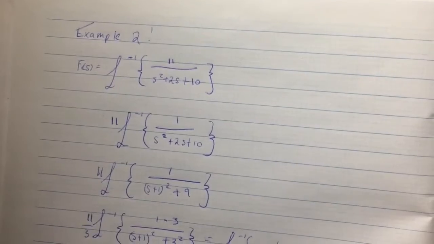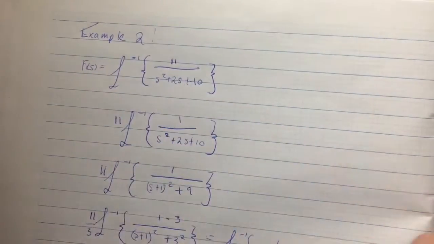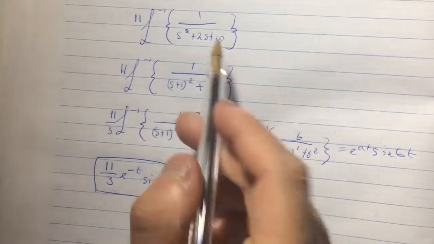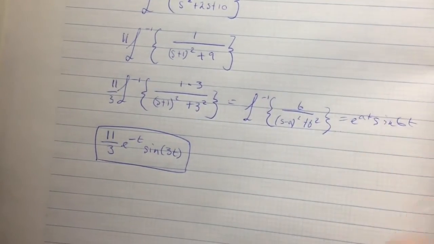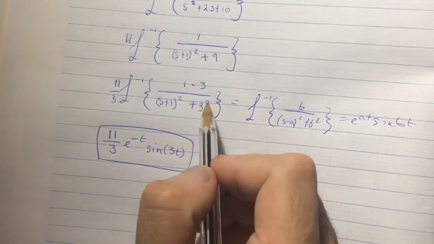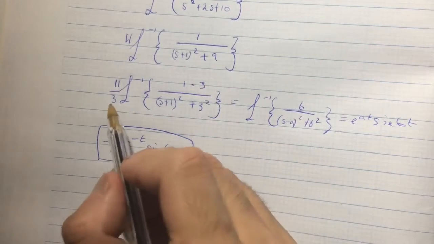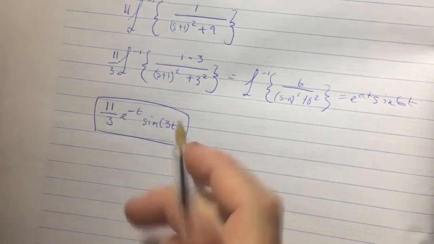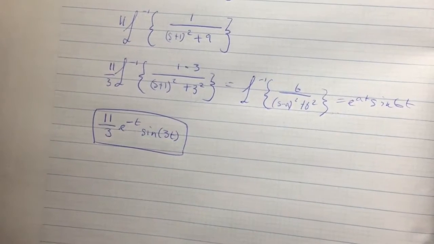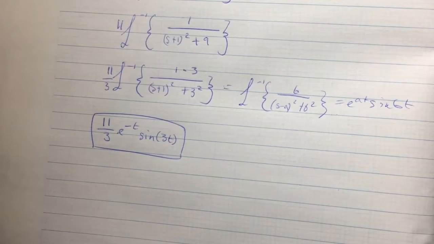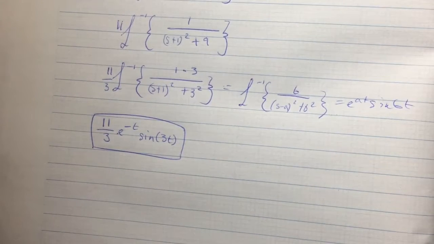So this example consists of using the rule where I pull the coefficient out the front, completing the square, and then recognizing that I can just manipulate this to become 3 squared, and then multiply top and bottom by 3, and I have my answer. So that is how you do an inverse Laplace transform.